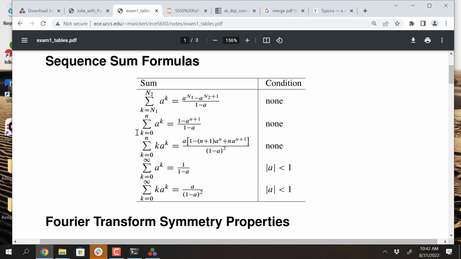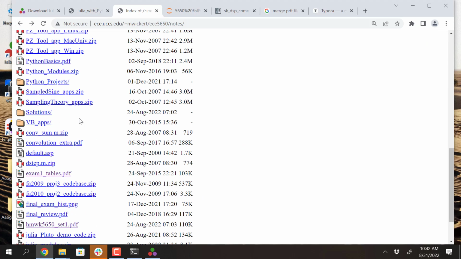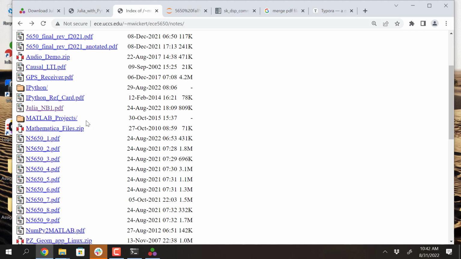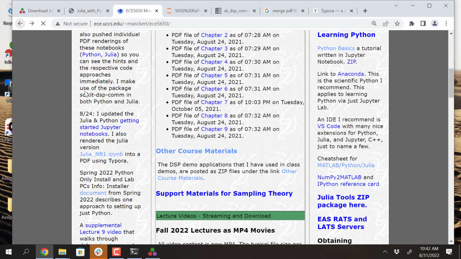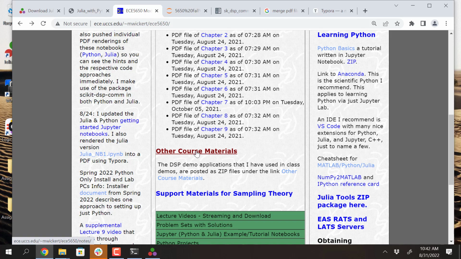Can you show where that link was again? Yeah. This is the back side of my website. It's just telling you what the documents look like, but to get to it, just go to other course materials.